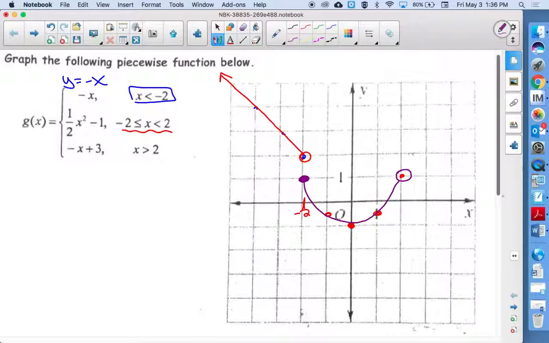Kayla, the last one says x plus 3. Where's that graph going to start? Plus 3. Yeah, so that one goes up to plus 3.